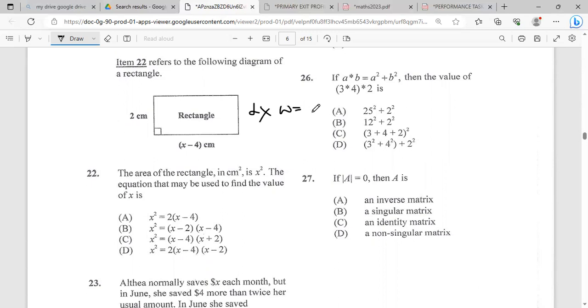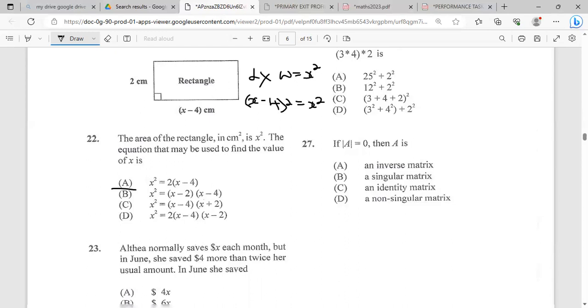So we could just put things in perspective now. The length is x minus 4 and the width is 2. So we just multiply by 2 and that must equal x squared. So we are looking for something like this, which is x minus 4 times 2.